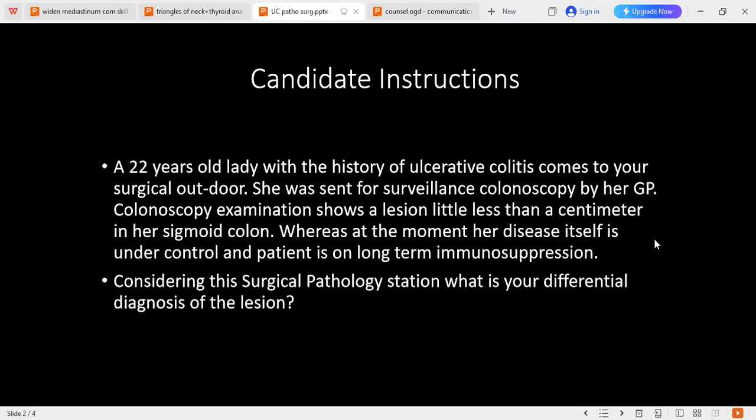Okay, ma'am. So if you've read and understood, considering it's a surgical pathology station, please tell me what differential diagnoses you'll consider for this patient? It may be a case of ulcerative colitis, Crohn's disease, colonic polyp, colonic carcinoma, or inflammatory bowel disease. All right. How would you establish your diagnosis?